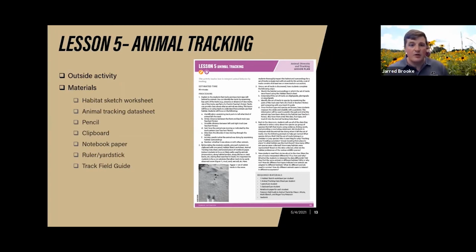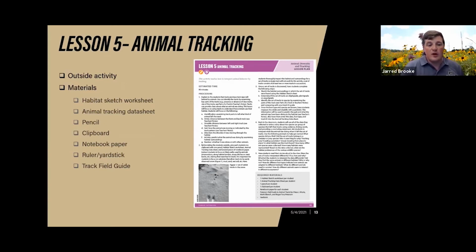It introduces a few terms and concepts, things like stride, which would be the distance between the front and back paw on an animal. Straddle would be the distance from the left to right foot on a set of tracks. And then things like gait. So what was that animal doing? You can tell that by the distance between tracks, if the animal was walking, running, and things like that. You can also identify direction of movement, so where that animal is moving.